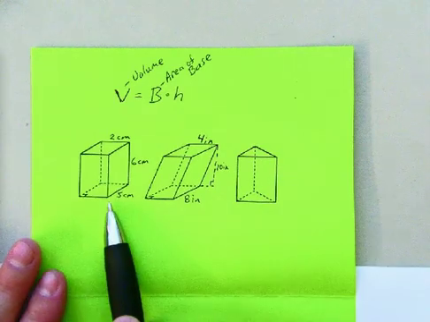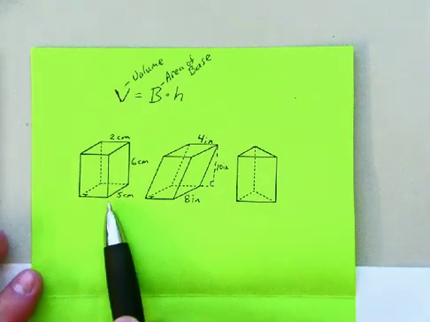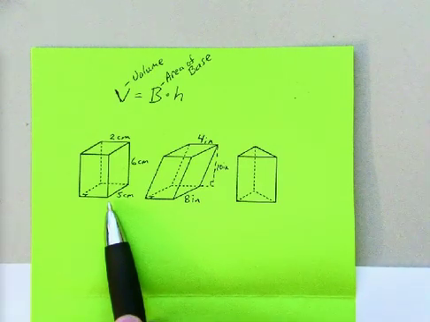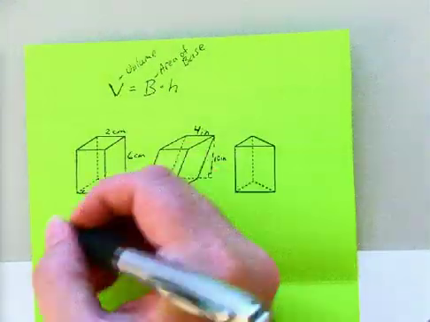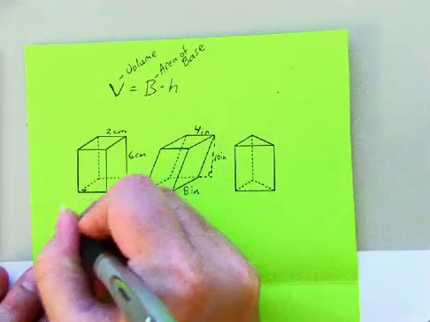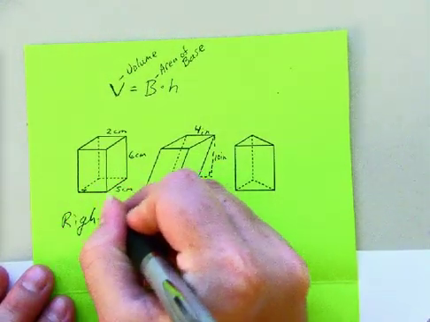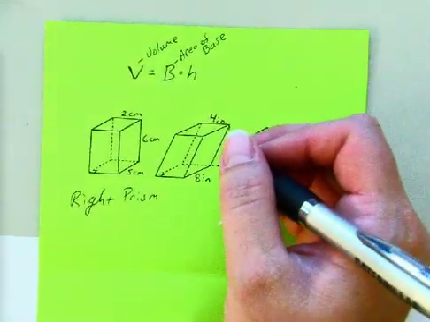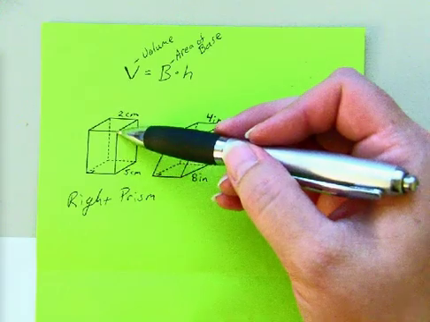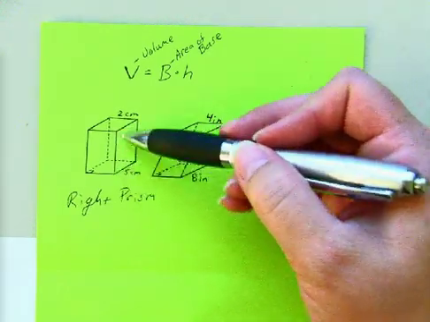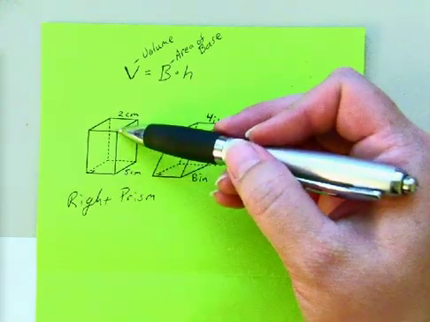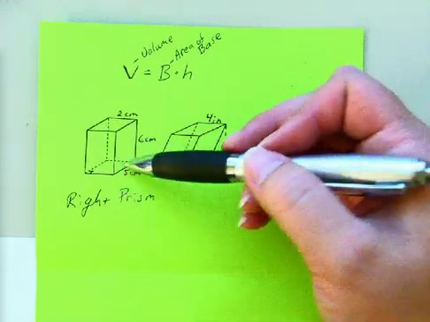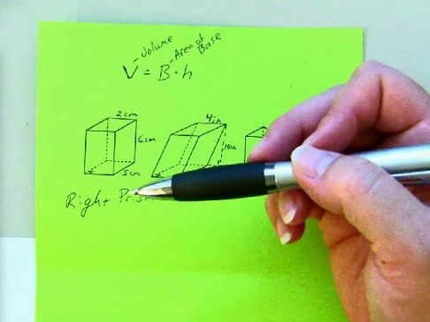Okay, so let's take a look at our first shape here. So we have a couple different types of prisms. So the first prism that we have, this is called a right prism. And the reason why this first one is called a right prism is because the angle that's formed here with the sides and our bases, or the edges and our bases, is perpendicular. So we have right angles there. So that's considered a right prism.